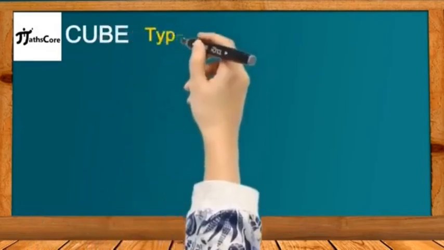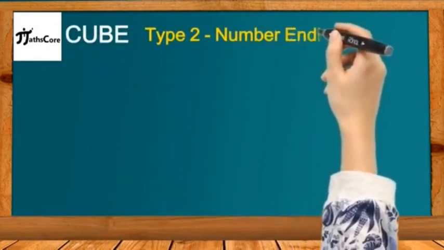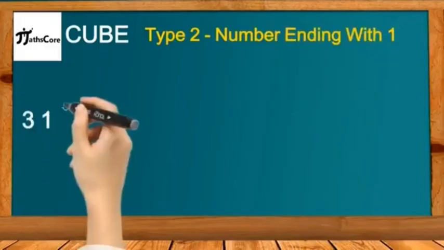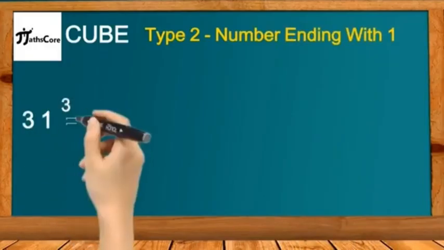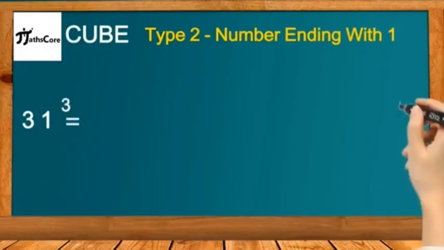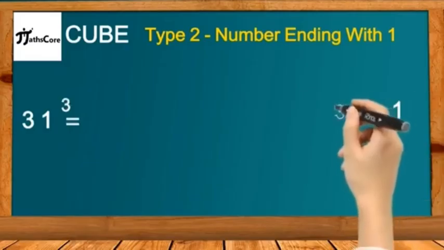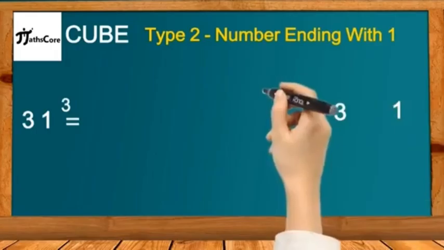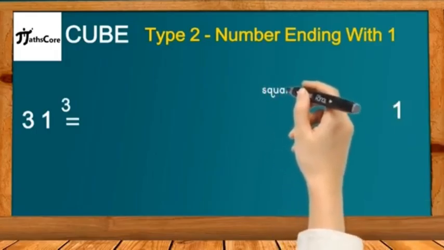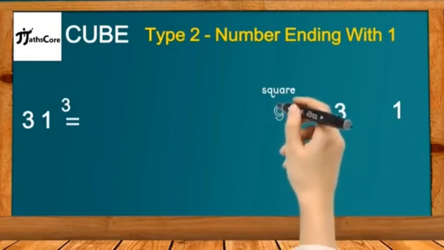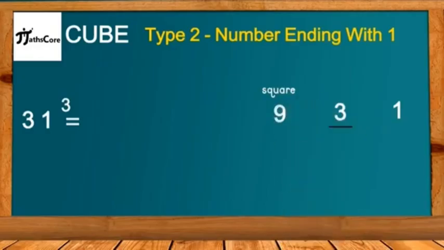Let's solve an example on type 2, which is the cube of a number ending with 1. So the first example is 31 cube. To solve this example, we need to make 4 places as in the previous example. After that, we need to write down the unit place number 1 at the last place and the tens place number 3 at the third place. After that, we will write the square of 3, 9, at the second place, and the cube of 3, 27, at the first place.